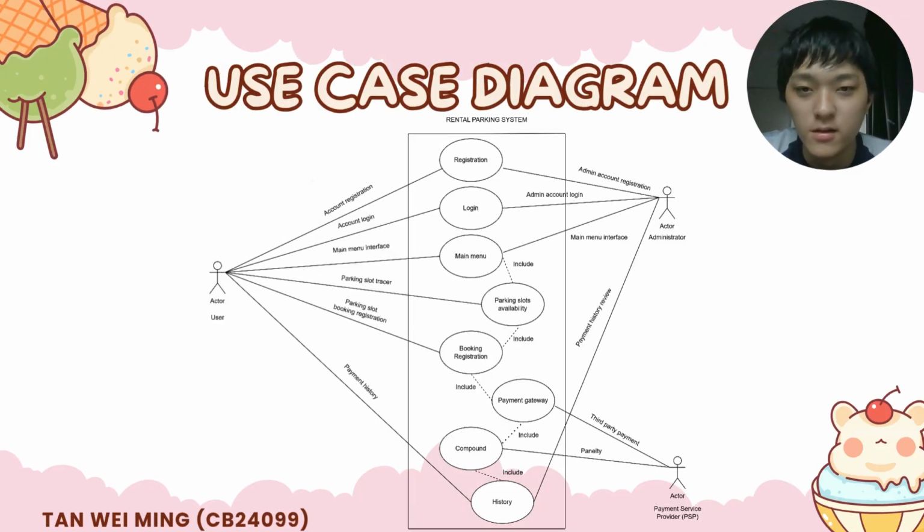Now I want to present about the use case diagram. The use case diagram involves three actors, which are the user, administrator, and the payment service provider. The user is involved in the use cases of registration, login, main menu, parking slot availability, booking registration, and the history. The administrator is involved in the registration, login, main menu, and the history, while the payment service provider is only involved in the payment gateway and the compound.